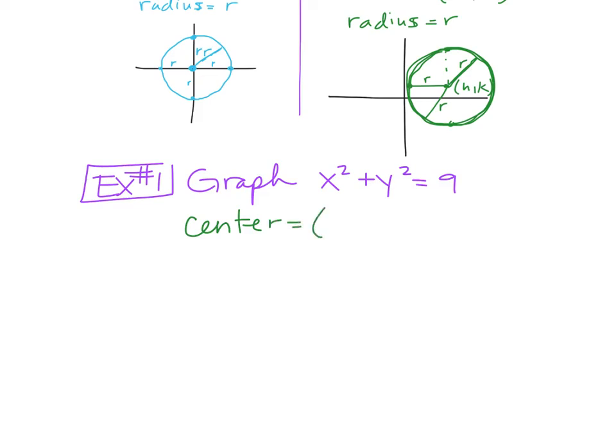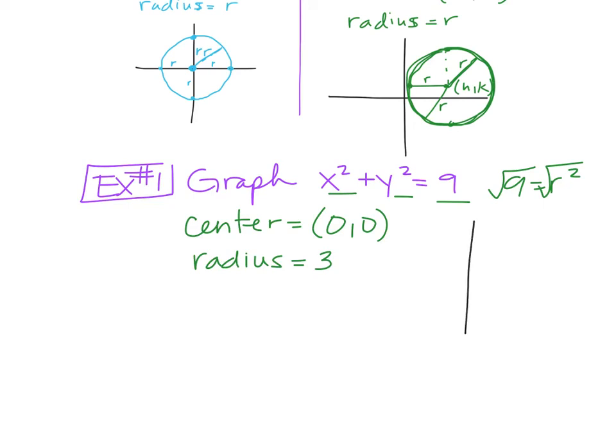So on a problem like this where there's nothing here, your center is 0, 0, and then your radius, and here's where you need to be careful. A lot of times people are like, oh, so the radius is 9. The radius isn't 9. 9 is r squared. So if I want to know the radius, I need to square root that, which means I have a radius of 3.